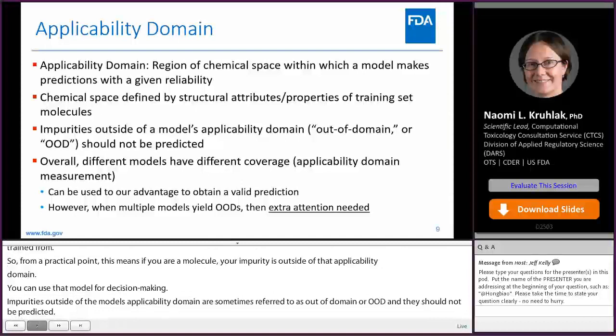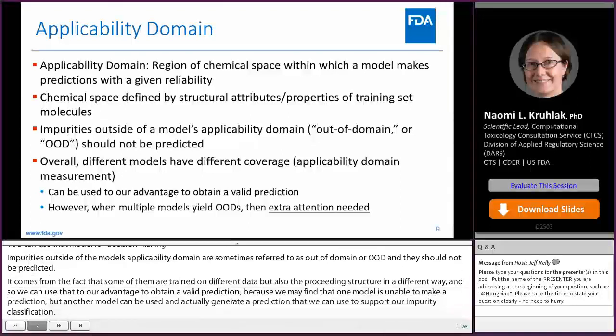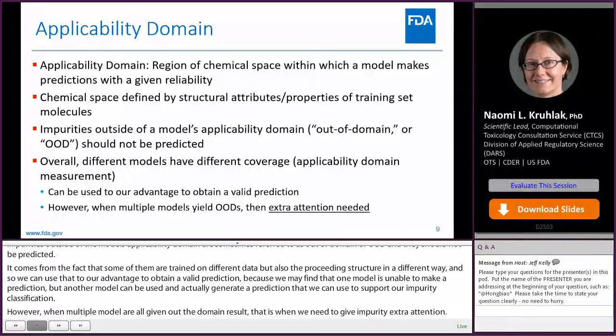And so we can use that to our advantage to obtain a valid prediction, because we may find that one model is unable to make a prediction, but another model can be used and actually generate a prediction that we can use to support our impurity classification. However, when multiple models are all giving an out-of-domain result, then that's when we need to give that impurity extra attention. And it may be that QSAR is just not appropriate for predicting that impurity. And at that point, we may need to look to another way of getting information, such as an Ames test.